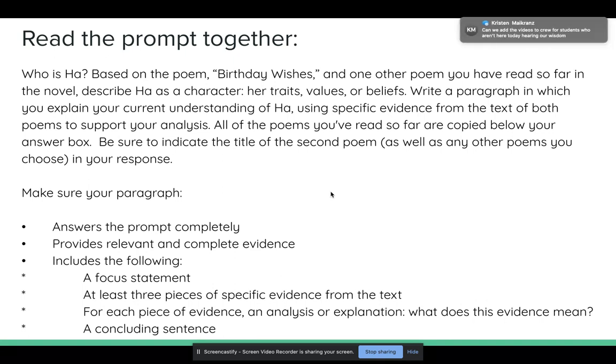Write a paragraph in which you explain your current understanding of Ha, using specific evidence from the text of both poems to support your analysis. All of the poems you've read so far are copied below your answer box. Be sure to indicate the title of the second poem as well as any other poems you choose in your response. Make sure your paragraph answers the prompt completely, provides relevant and complete evidence, includes the following: a focus statement, at least 3 pieces of evidence, an analysis or explanation, what does this evidence mean, and a concluding sentence.